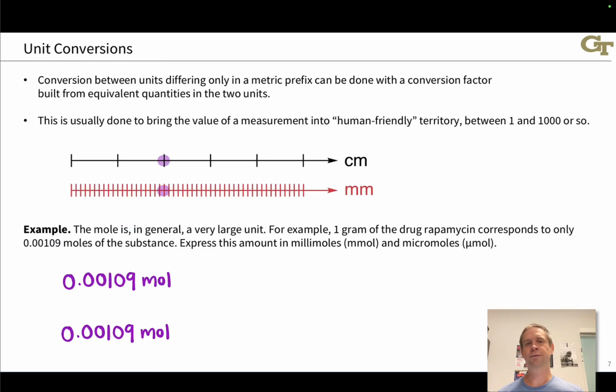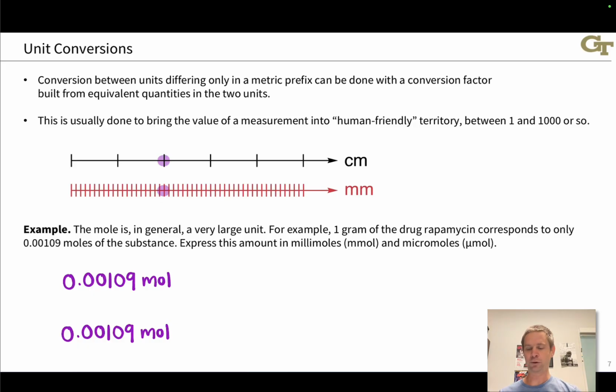If we want to convert between two units that differ only in a metric prefix like millimeters and centimeters, we can do this by thinking about the two units relative to a standard and simple quantity like 1 meter and set up a ratio of 1 meter in millimeter units and 1 meter in centimeter units using our knowledge of metric prefixes.